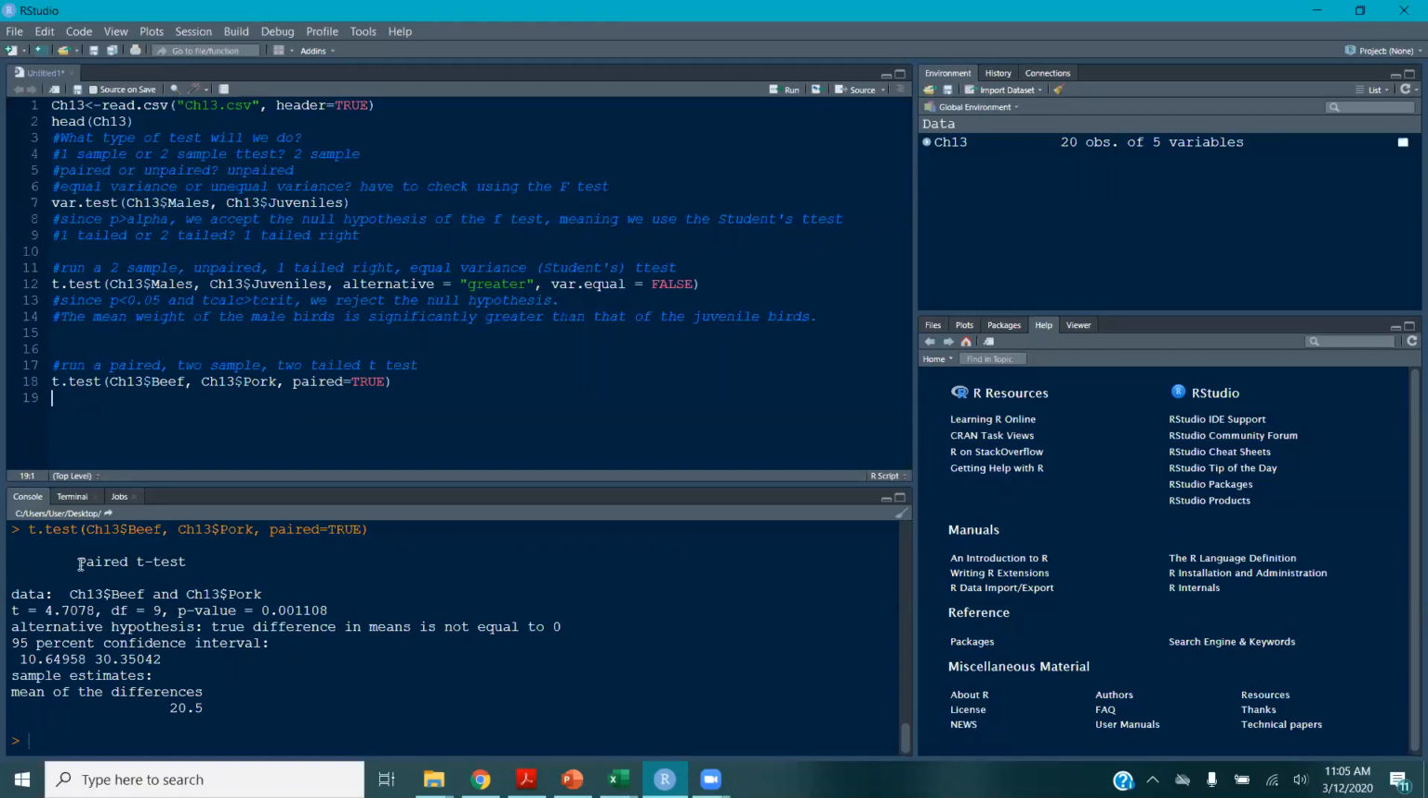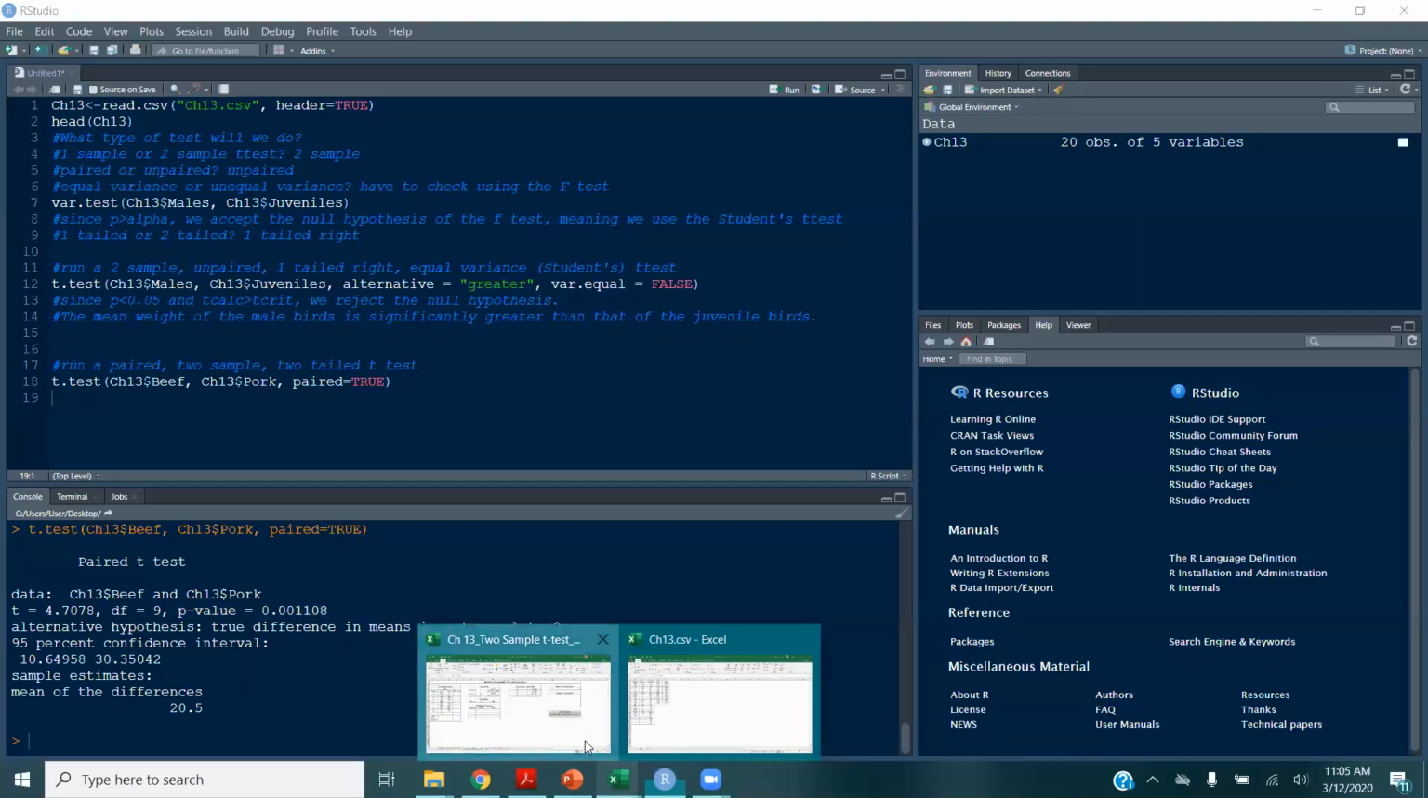And looking at the output, we've run a paired t-test on the data, Chapter 13 beef and Chapter 13 pork. Here we have our t-calc value. And again, we would find our t-crit value in Excel. The degrees of freedom, it is slightly different for paired. Here it is 9, and our p-value of 0.001108.